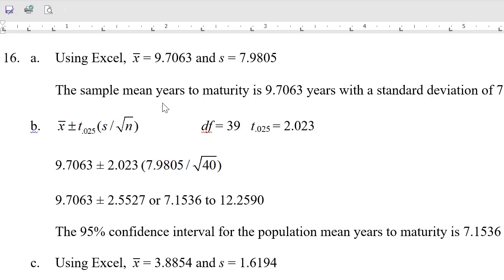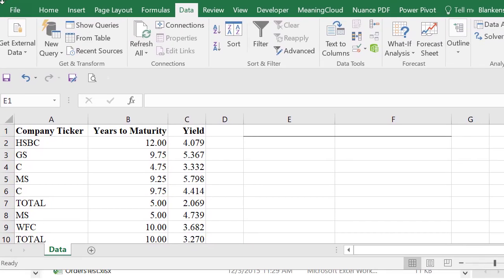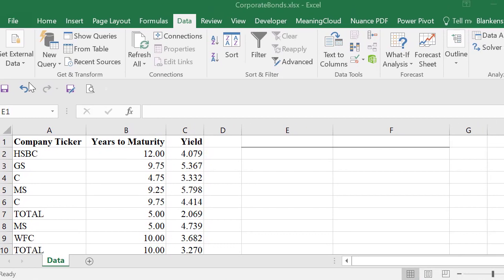And so you could write that out and say that's how it's written. So it says using Excel do that. So let me switch over real quick. So I've got Excel here and I've opened up the file. What we'll do is we'll go to our data tab and we'll do data analysis.